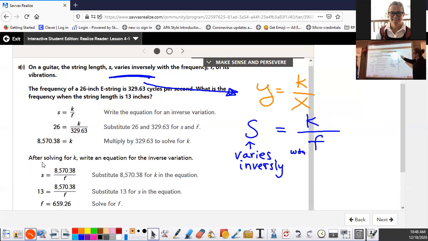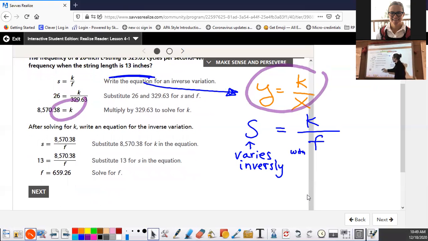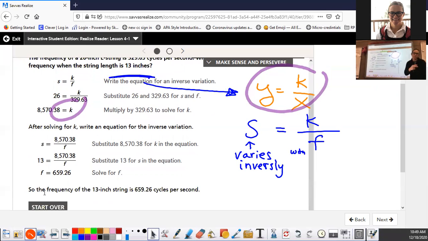I love that we're starting here with the orange because that's where our anchor is. This doesn't come out of random space, it comes right from here. It's not particular to this problem, it's that we've used this generic one and made it specific. Once we substitute in the values they've given us, we can solve for F. Our very last step is always to ask, what does that mean? The frequency of the 13-inch string is 659.26 cycles per second. Kind of ugly numbers, but that's how real life is when you use it.